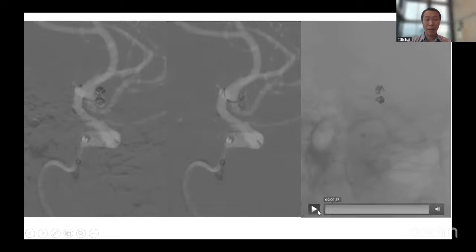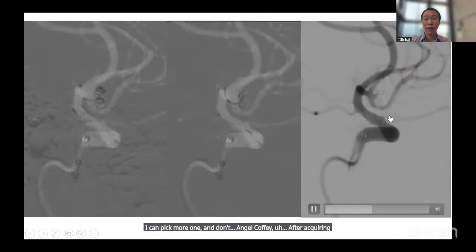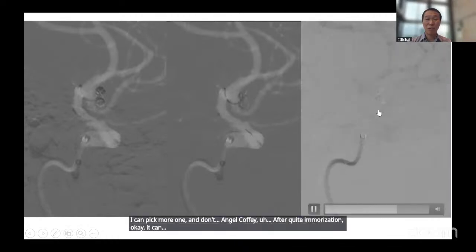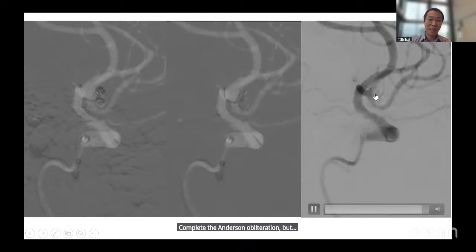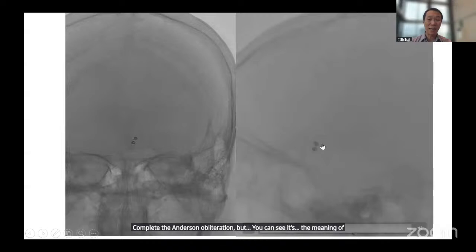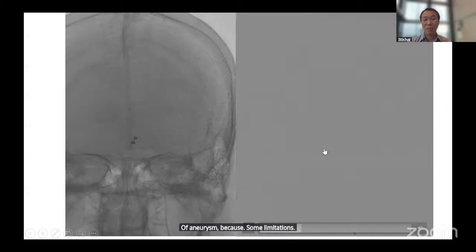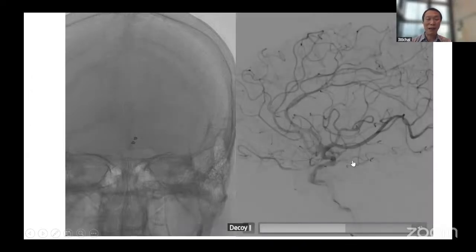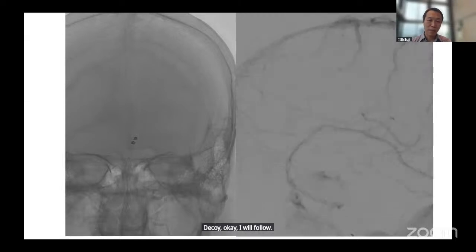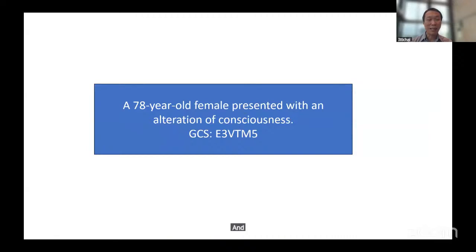So I can pick one more. The angiography after coil embolization can complete the aneurysm obliteration, but you can see a remnant of the neck of the aneurysm because of some limitations of the coil. I will follow whether the neck progresses in size. I will retreat again.